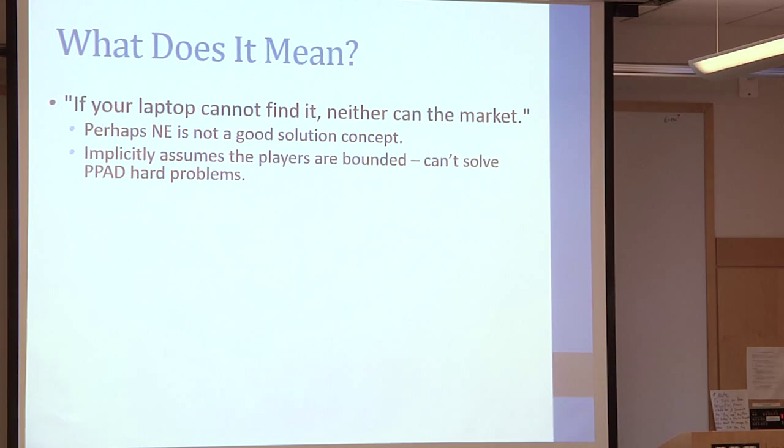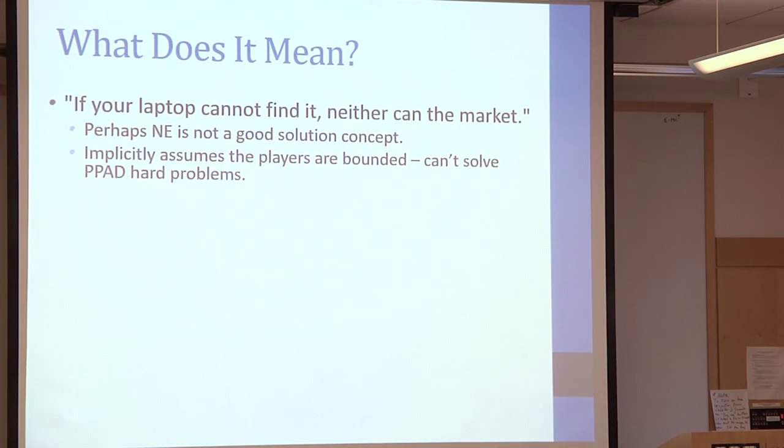Good. So what does it mean? Why do we care about that? So there's a famous quote, I think people say Kamal Jain gave this quote, if your laptop can't find it, neither can the market. Okay, so if your laptop can't find a Nash equilibrium, you shouldn't believe the market finds a Nash equilibrium, because the market can't be smarter than, it can't solve intractable problems. So perhaps Nash equilibrium is not a good solution concept, right? If we don't believe the market computes it, it's not predictive.